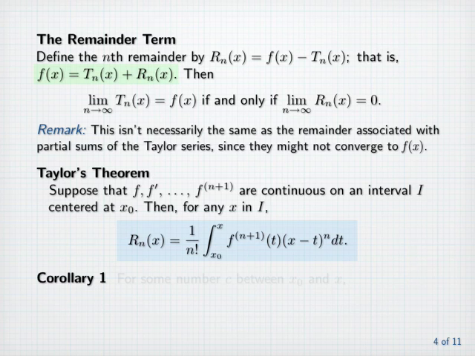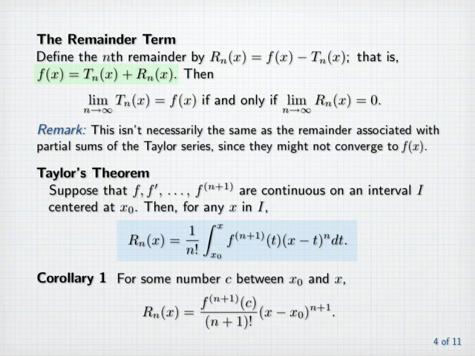For some number c between x0 and x, the nth remainder, r sub n of x, is equal to the n plus first derivative of f evaluated at c divided by n plus 1 factorial times x minus x0 to the n plus 1 power. This is known as Lagrange's formula for the remainder.